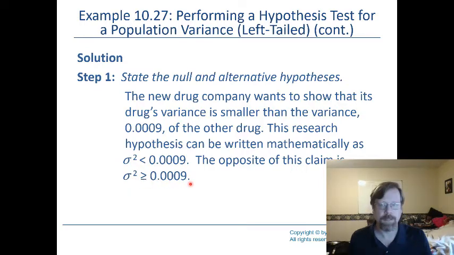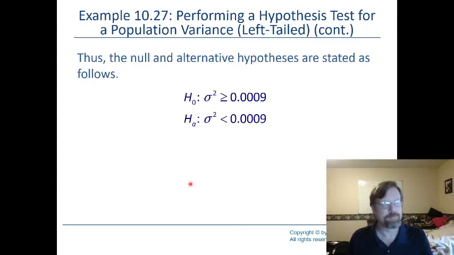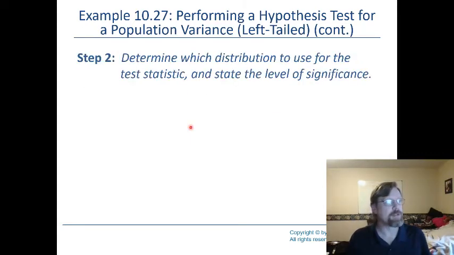Write them as such. Null hypothesis: greater than or equal to 0.0009, the same or worse than the existing product. Alternative: what we want to show is that it's better. All right, so we need to know which distribution to use, what the test statistic is, and what the level of significance is.